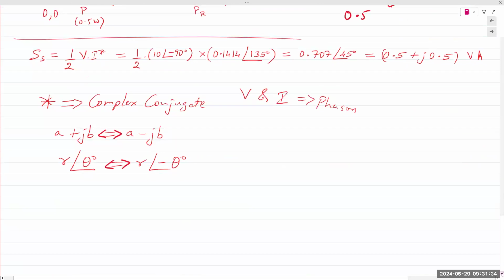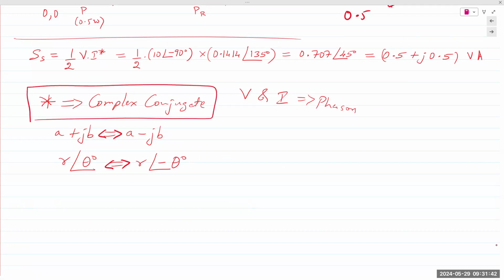Yes, I is the current going to the source, total current. The asterisk denotes the complex conjugate, and you can have a complex conjugate for any complex number. You could have a V asterisk or an I asterisk, any quantity. It is just the complex conjugate, meaning it's flipped around the real axis. Plus becomes minus, minus becomes plus, whether it's the phase angle or the imaginary component. So, flipped around the real axis.